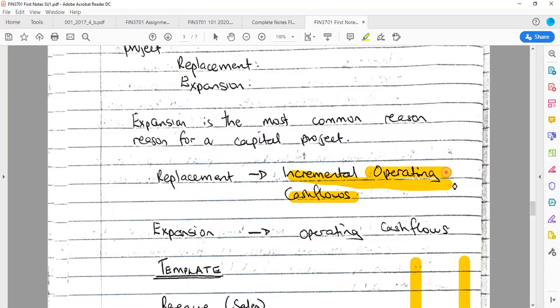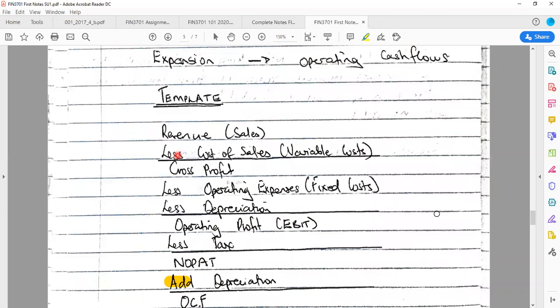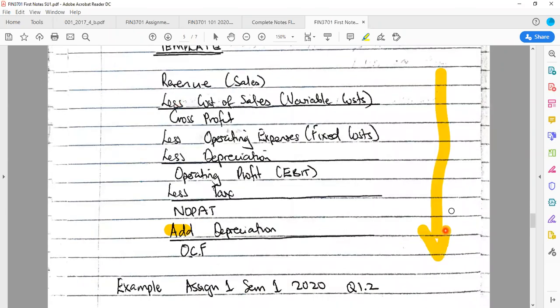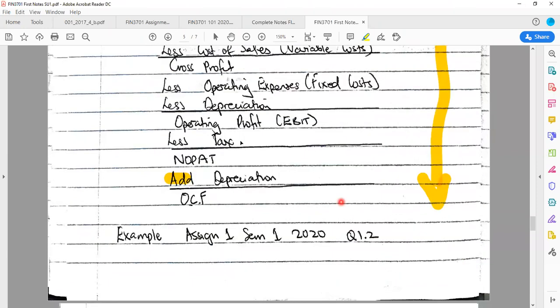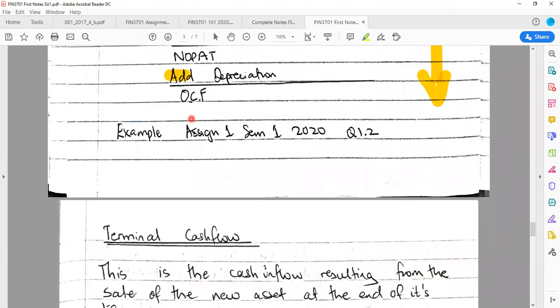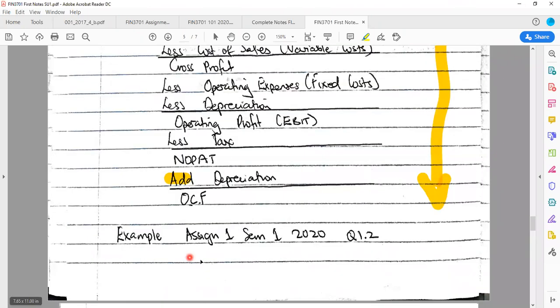But if it's just an expansion capital budgeting project, you are just calculating the operating cash flow for the new asset only. You don't have to do it for the proposed and the existing and then find the difference. So just to illustrate how this calculation is actually done, let's look at that example we've been looking at, question 1.2, assignment 1, semester 1, 2020. Okay, let's just look at that.